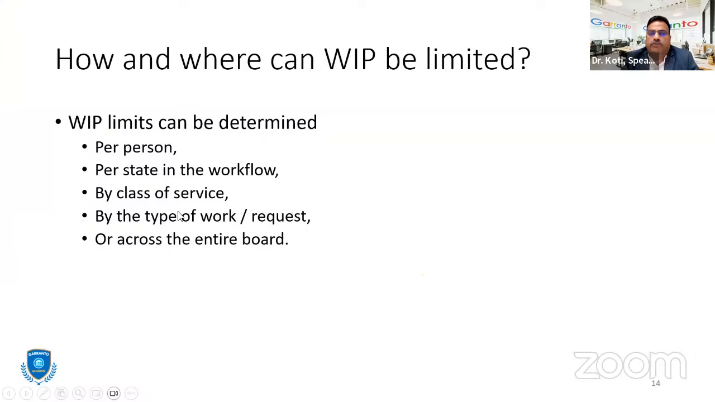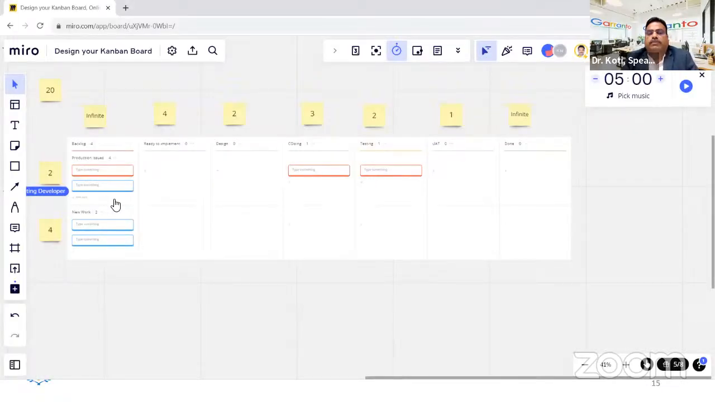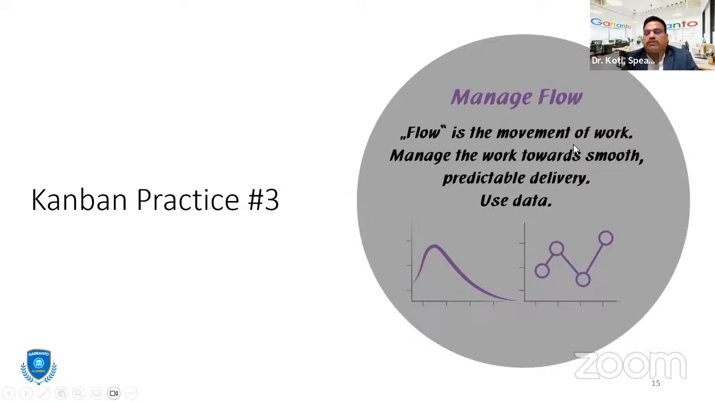Across the board, type of work, classes of service, each column, per person, you can decide how you want to apply them based on the value you want to maximize. The third one is managing the flow. Ultimately, we want to make sure that all these items are going to the last column, the infinite column. There is no limit on that. Everything we want to finish at the earliest possible time. So the management of the flow is all about moving things from left to right so that we can bring predictability to the customer sooner.